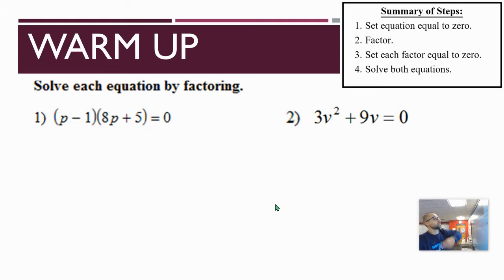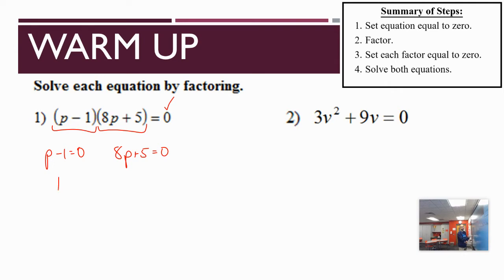Okay, so we have our list of steps. First thing, set the whole equation equal to zero. Number one, that is already done. It's already set equal to zero. Number two, factor. It is already factored, right? We have our two parentheses already broken down for us. So step two is done. Step three, set each factor equal to zero. And then step four is solve.